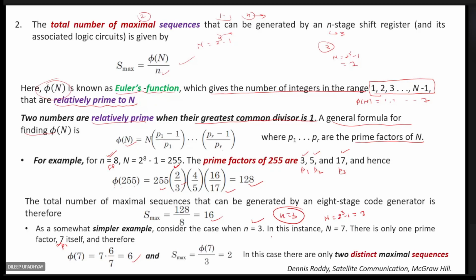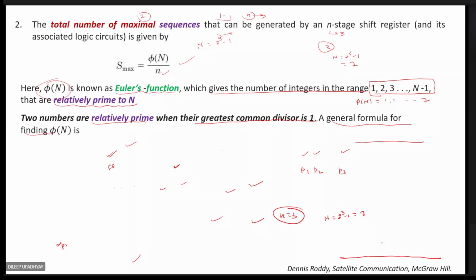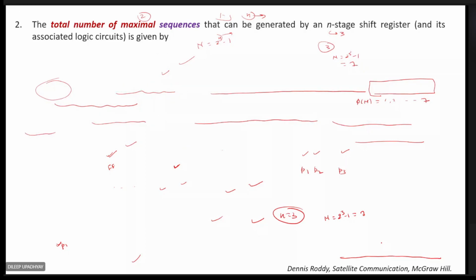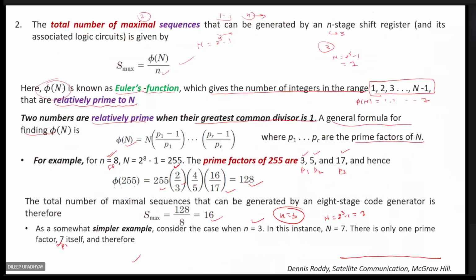And we have already seen that in this particular case there are only two distinct maximal sequences, one that we have mentioned in this particular table, and the other is nothing but the optimized code. So there are two possible maximal sequences. This is the second property we can state for the PN sequence. If you look at all these properties, they do not tell you that these are properties of a random sequence. All these properties are of a deterministic sequence.